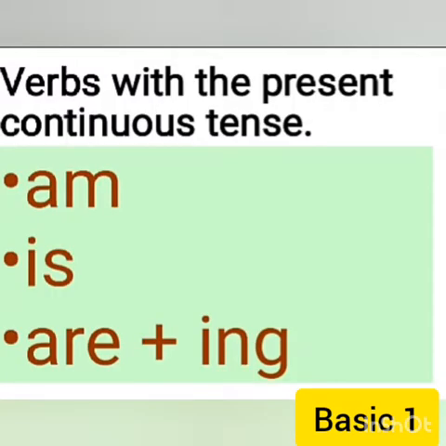We have many verbs that we use with the present continuous tense. The verbs are am, is, are. With am, you have to add the ing form of the verb. With is, you need to add the ing form of the verb in front of the main verb. Also, you have are plus the ing form of the verb. This will give us the continuous tense.